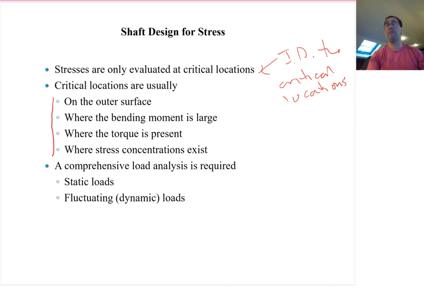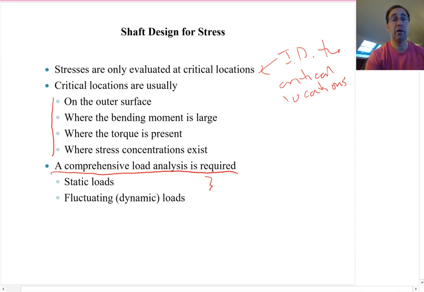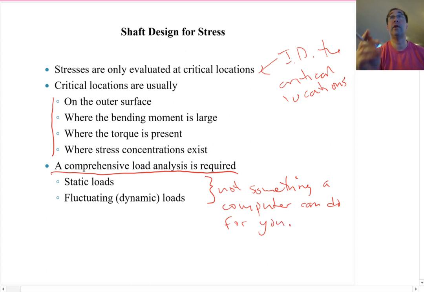But either way, no matter whether you're using pen and paper or a computer code to help you, a comprehensive load analysis is still required. And this is often purely pen and paper. You need to know what your static loads are and what your dynamic loads are. And that's something that a computer can't do for you. When you're examining what loads are actually on a system, you actually have to think about it and draw it down on a free body diagram.